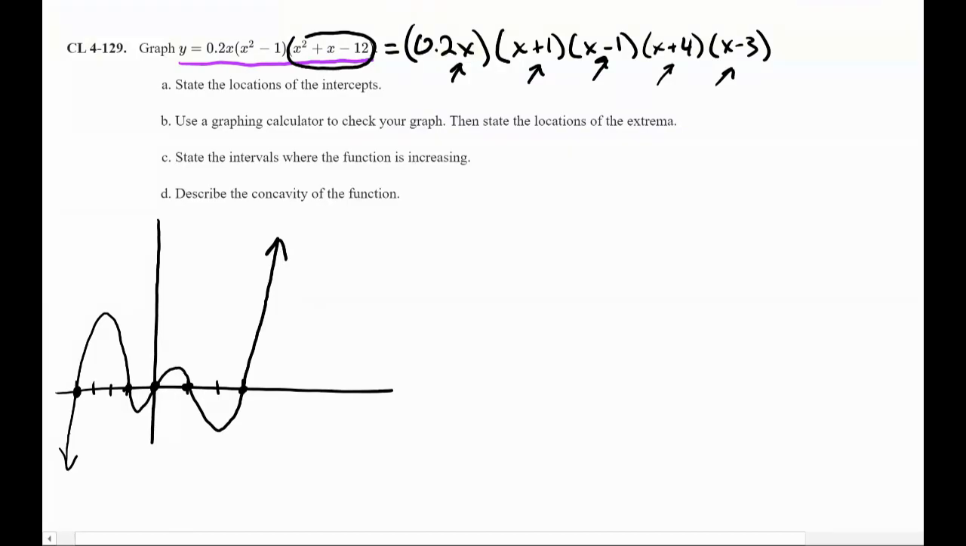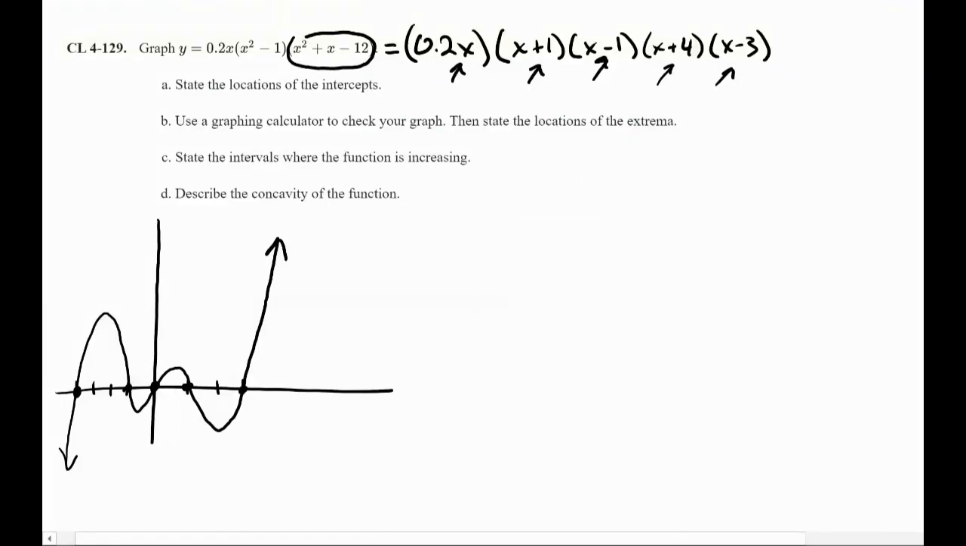Now, the 0.2 here, some people are like, what does the 0.2 do in this graph? Well, it really is going to be shrinking our graph down. Instead of having this super exaggerated graph that looks like this, the 0.2 shrinks it down a little bit to make it a little bit more manageable.